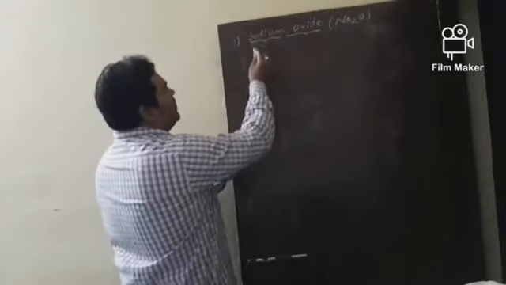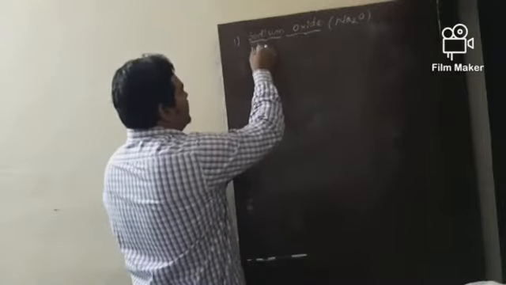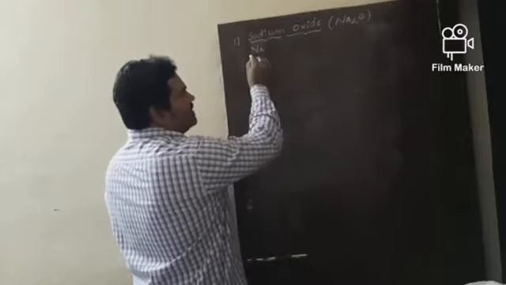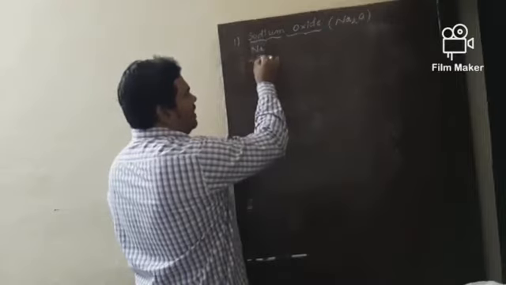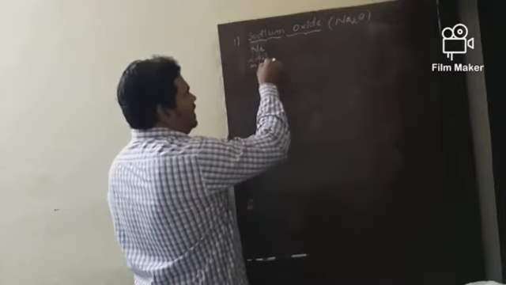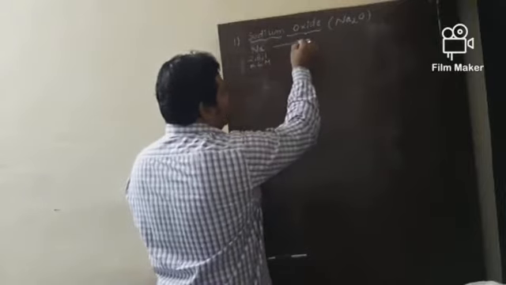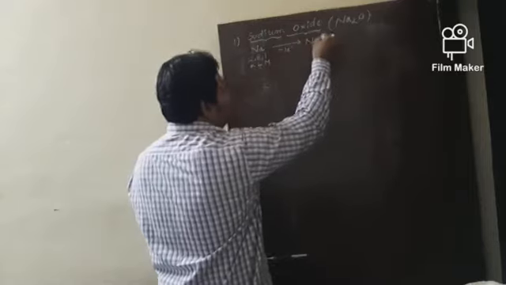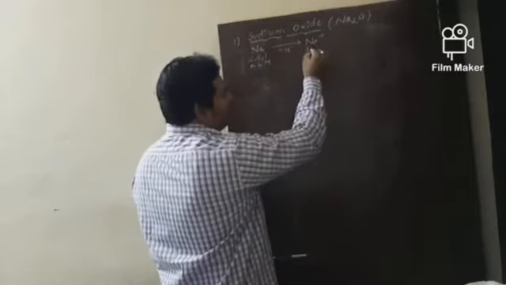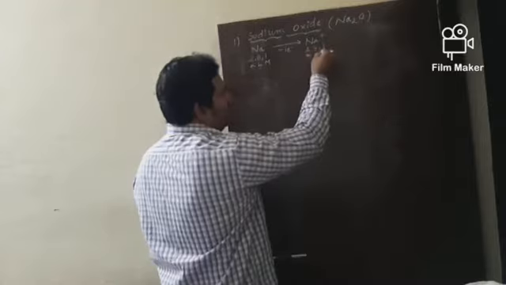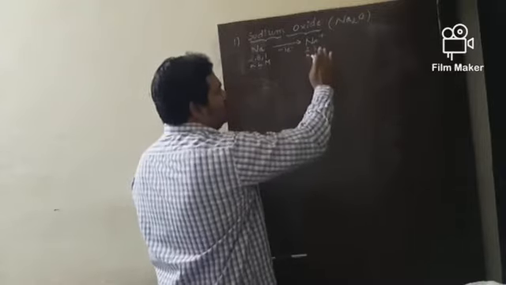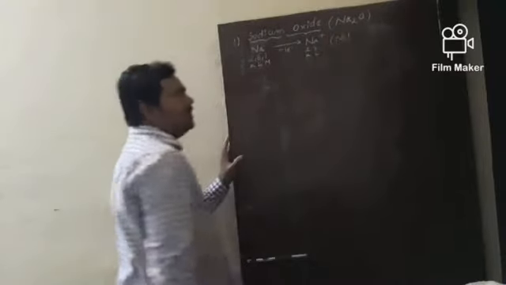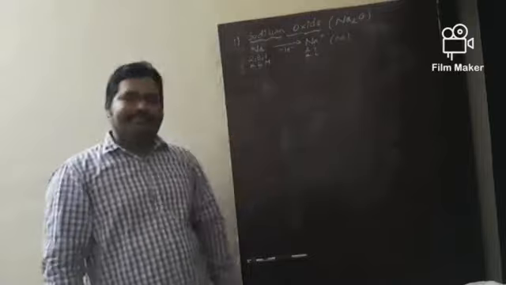Now, first let me take sodium. What is the atomic number of sodium? 11. What is the electronic configuration? 2, 8, 1 in K, L, M. This sodium would lose 1 electron from the valence shell to form Na plus, where the configuration becomes 2, 8 in K, L. And the nearest noble gas is neon. In that way, sodium attained stability.